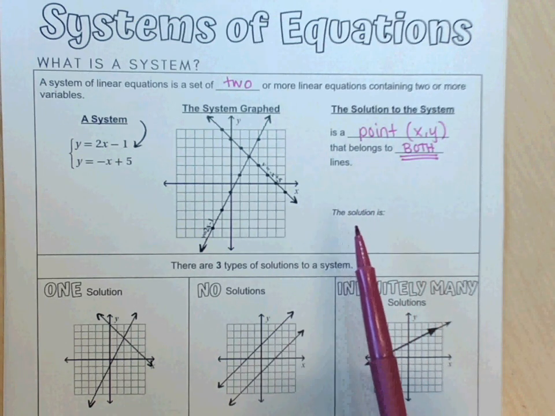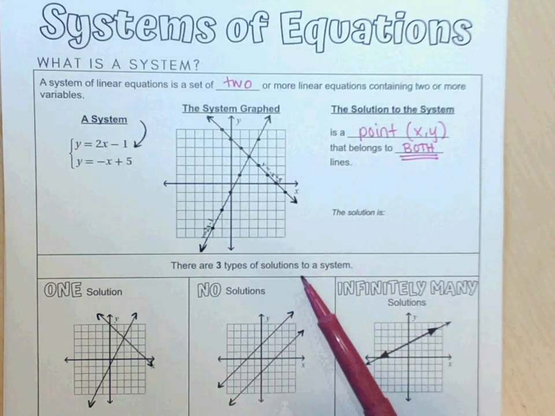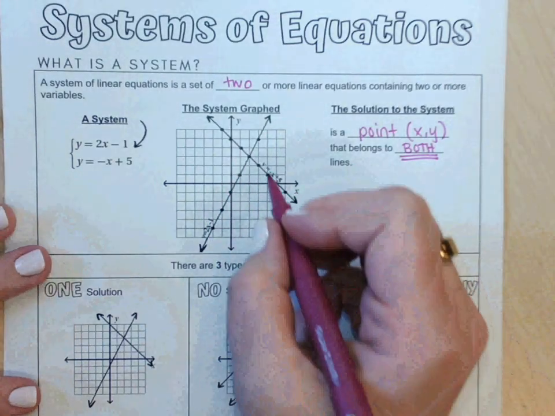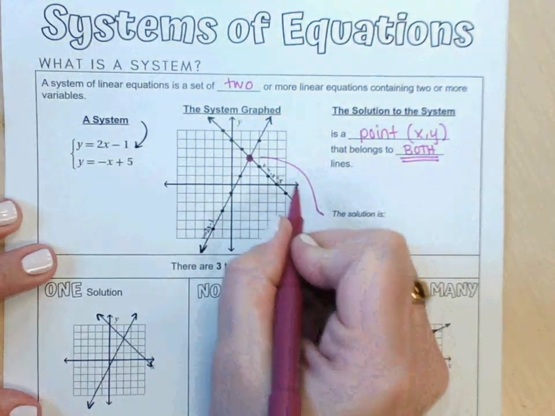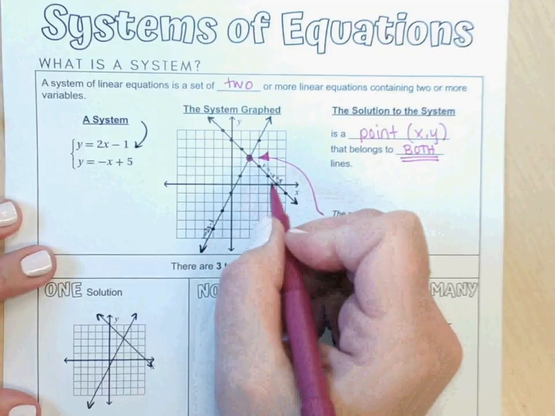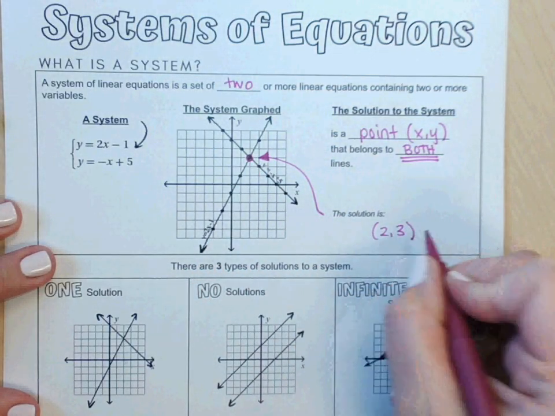lines. So is there a point on this system that belongs to both lines? The answer is yes. It's this one right here. So the solution to this system is 2, 3. And that would be my answer.